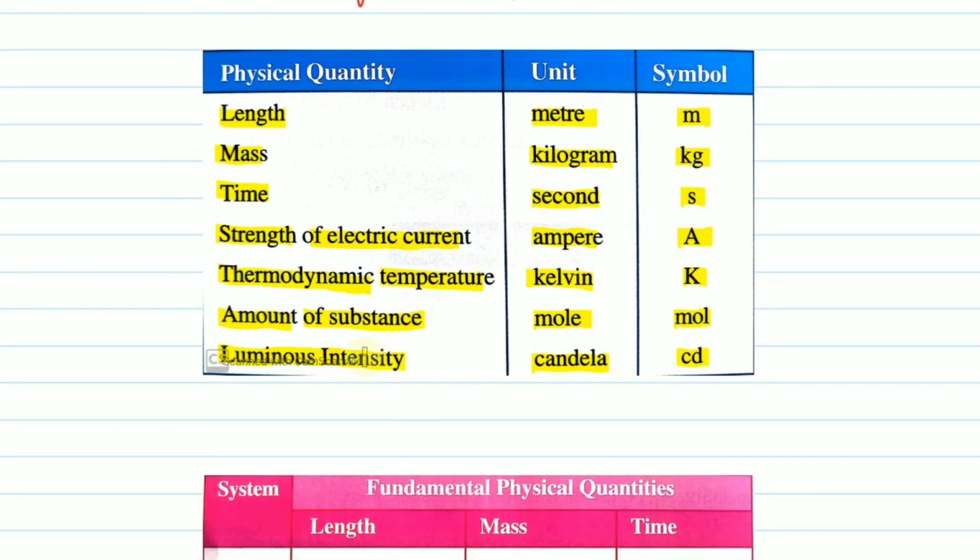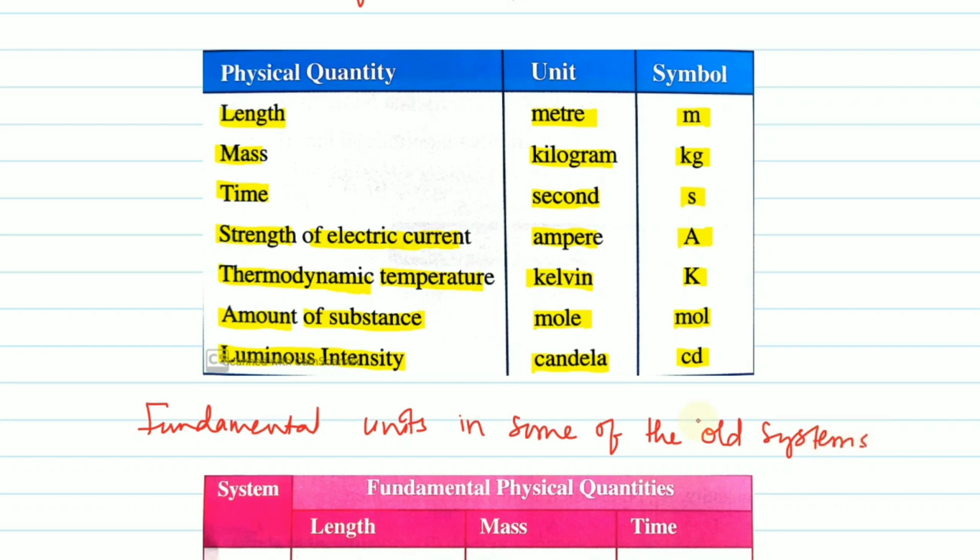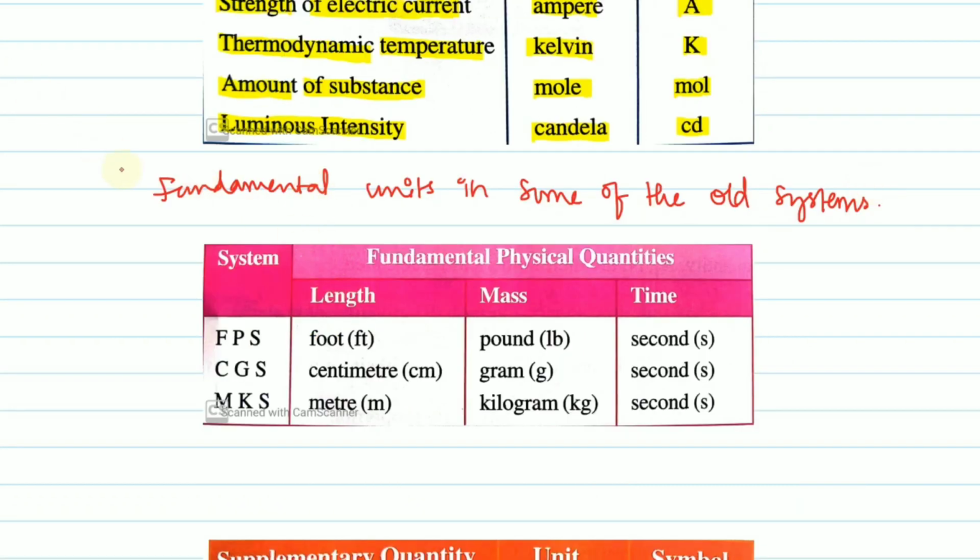Let us see fundamental units in some of the old systems. So what are those old systems? One is FPS, next is CGS, next is MKS. And fundamental quantities are here: length, mass, time.